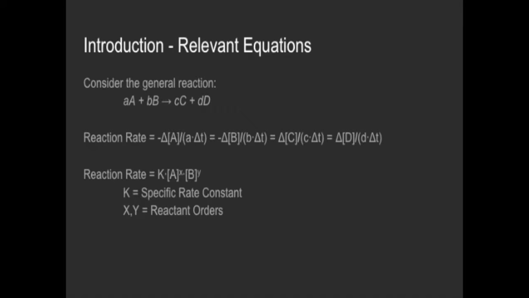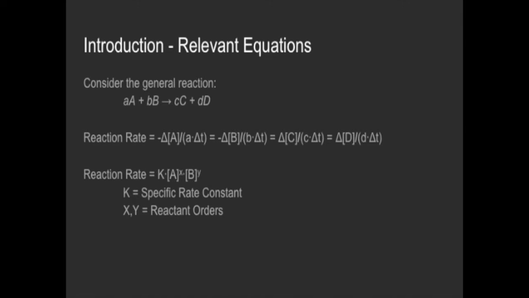Consider a general reaction where capital A and B are reactants and capital C and D are the products. The rate can then be described as the disappearance of A or B over time, or the formation of C or D over time. A reaction rate equation is then K times your concentration of A and B to some exponents, where K is your specific rate constant determined by the equation, and X and Y are the orders of each reactant.